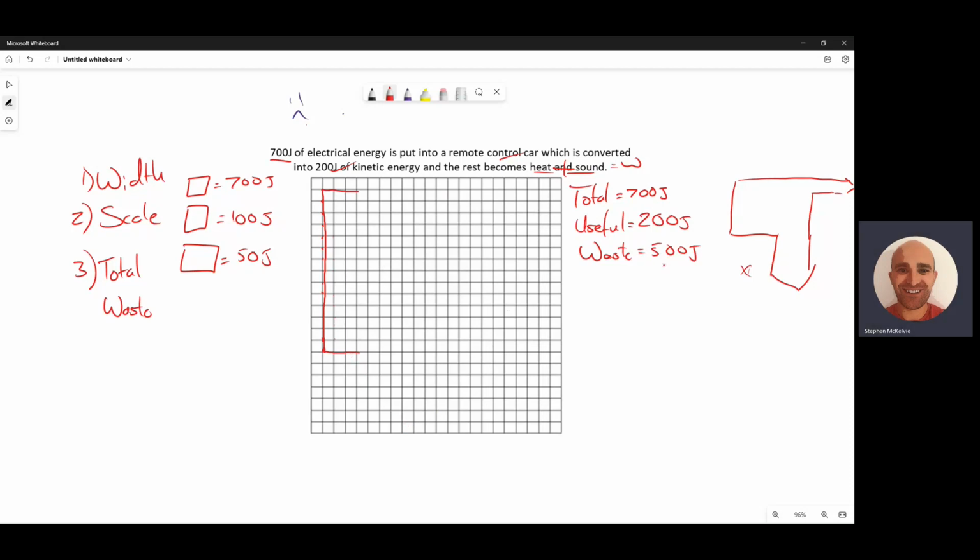And I need to make 500 joules of waste. So 500 joules of waste is going to be 10 boxes of 50 joules. This is my scale. So I'm going to start counting again. I'm going to start here, and I'm going to count 1, 2, 3, 4, 5, 6, 7, 8, 9, 10 dots across. And I'm going to draw another dot there, a big one that I can see. This is going to be the width of my waste arrow.